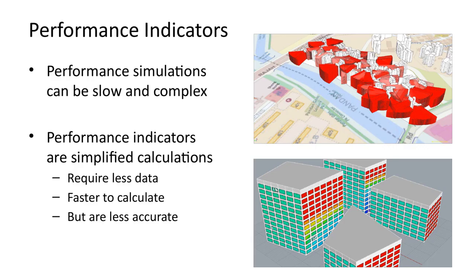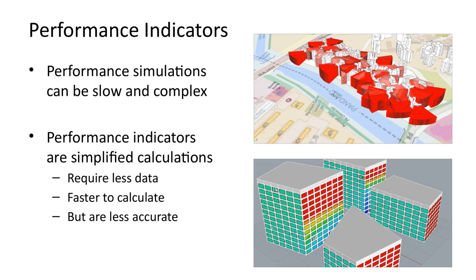Simulations such as Radiance and EnergyPlus require a lot of detailed data. And they can be very slow to execute. Instead of running detailed simulations, performance indicators can be used. In this course, we will be using various types of performance indicators. Performance indicators are simplified calculations that require less data and are faster. They are usually not dynamic, and therefore can be executed in a single time step. However, they are of course less accurate.